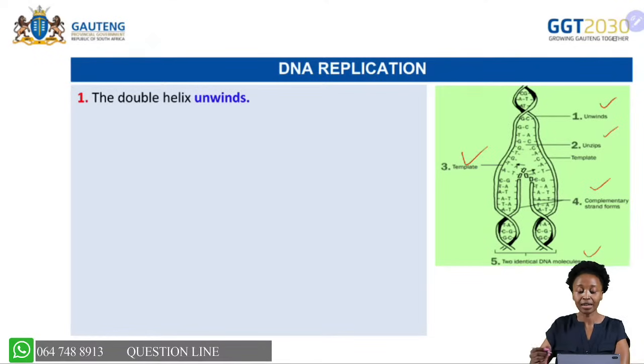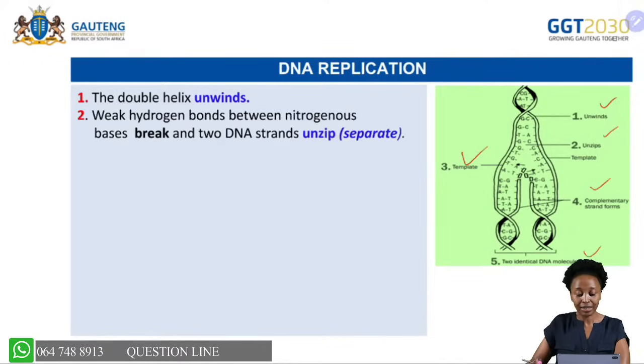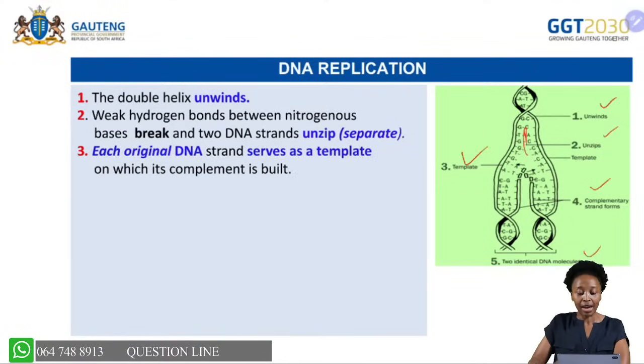As you can see there, it unwinds. And when it does that, what happens next is that the bonds that are holding the two strands together here will break, and then the two strands separate. And after that, each original strand, now we have this strand that has separated from the other strand, serves as a template on which the complement is built.